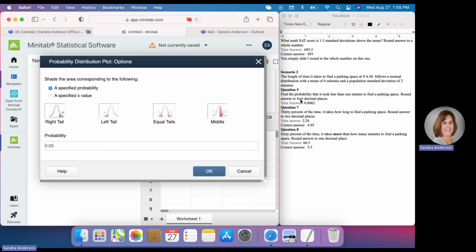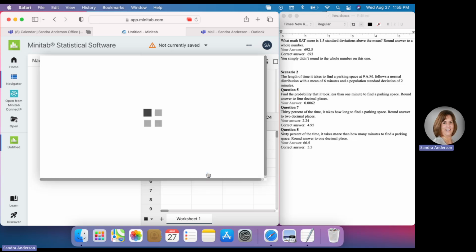So let's read the first question. Find the probability that it took less than 1 minute. So find the probability, and they're giving us less than 1 minute. So we are given a specified X value, and we are trying to find the probability. So that's why we're clicking on the specified X value. Less than 1 minute. So you can look here and see that that's going to be a left-tailed normal distribution because that shows less than our X value. And our X value here is 1 minute. So we're going to put in 1 and click OK and click OK.